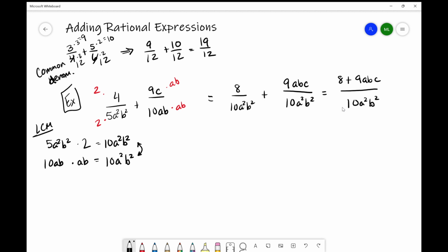Now to simplify this, you want to look for any common factors between 8 and 9abc and the denominator. Well, no, so there's nothing left to simplify in that case, so this would be your final answer.